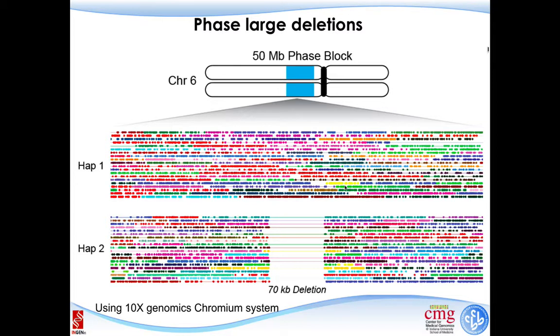In this case, this is coming from the 10x website. You can see they were able to identify two different alleles, and on one of the alleles there is a 70,000 base deletion that you otherwise would not be able to identify.